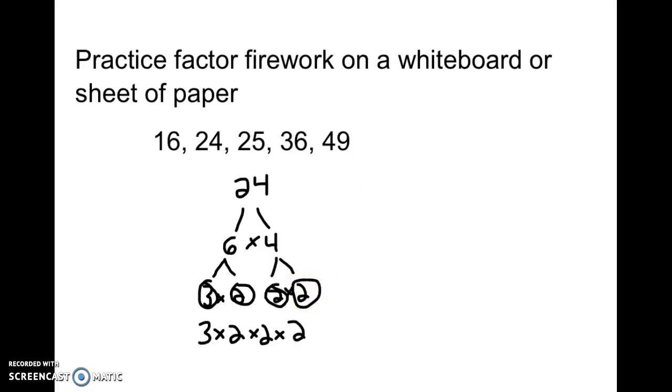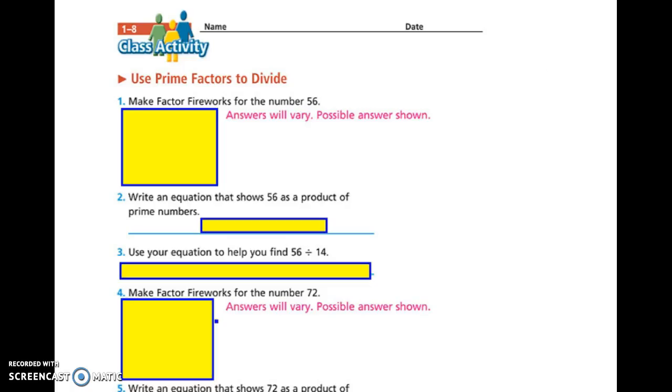All right, so now you've seen me do a couple of examples. I'm going to have you practice a couple of examples.